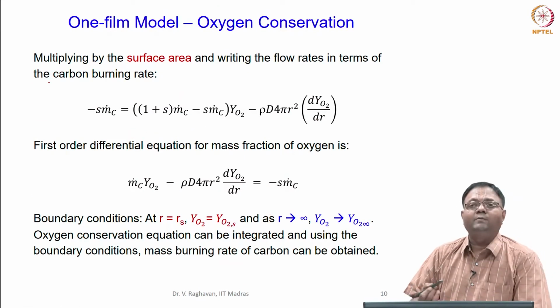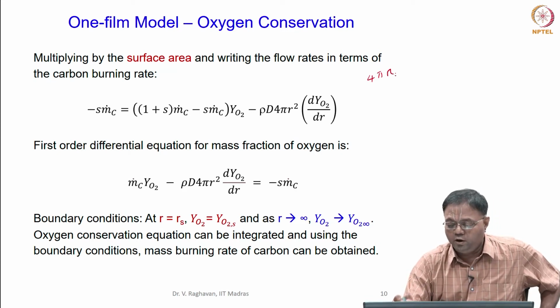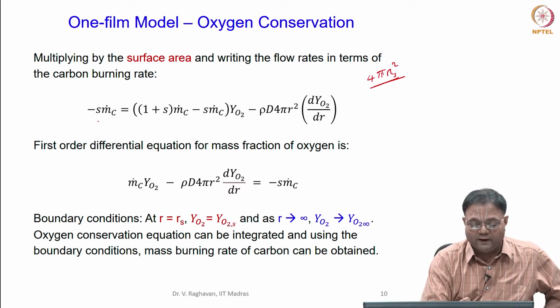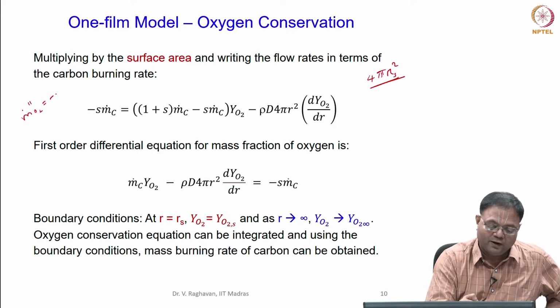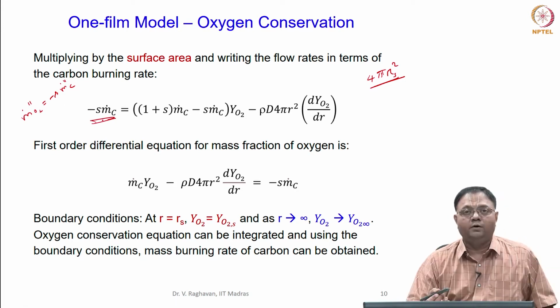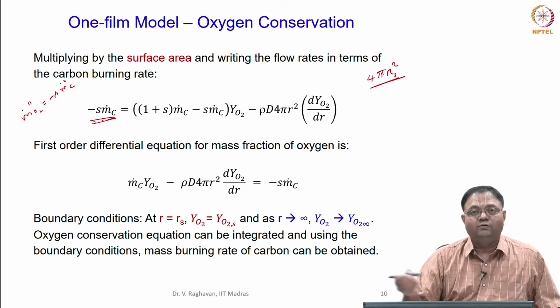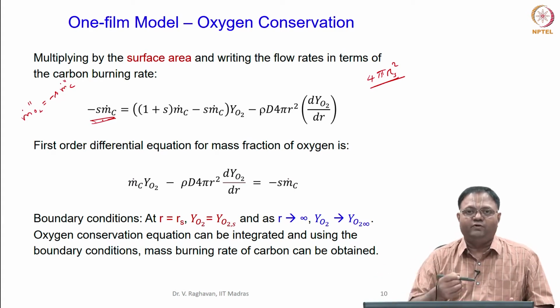And also we can multiply the flux by the surface area of the carbon, 4 pi r_s square, then I get the mass flow rate itself. So you can see that negative. So m dot double dash O2 equal to minus S times m dot double dash C. So if you substitute it and multiply by this, I can write this net flux of the oxygen. The negative direction indicates that it is in the other direction. So obviously the profile indicates that.